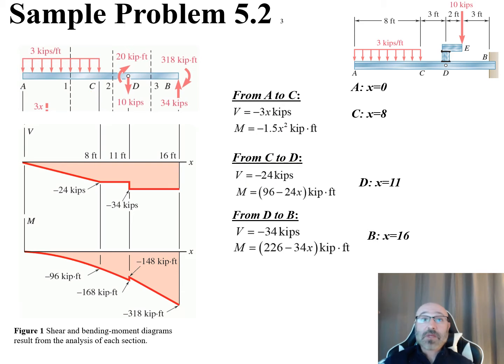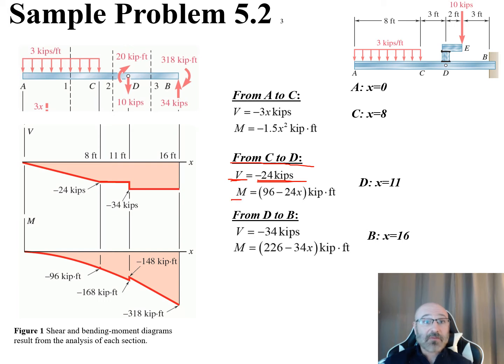So now we want to do the same thing from C to D right there. So we look at this here. Well, our shear is going to remain constant at -24 kips the whole way. So from x equal to 8 to x equal to 11, this stays right at -24 kips that entire time. And then we can go down here to our moment diagram right here.